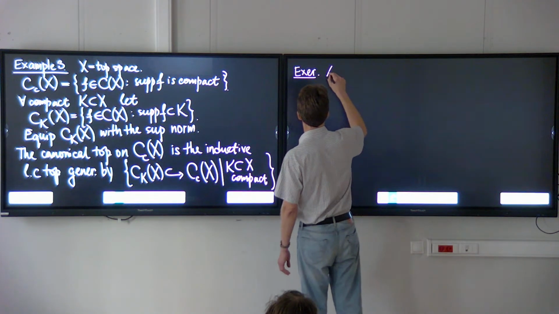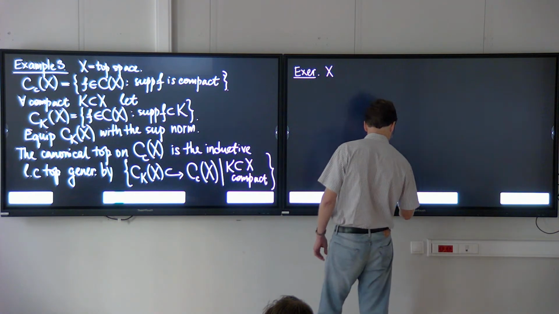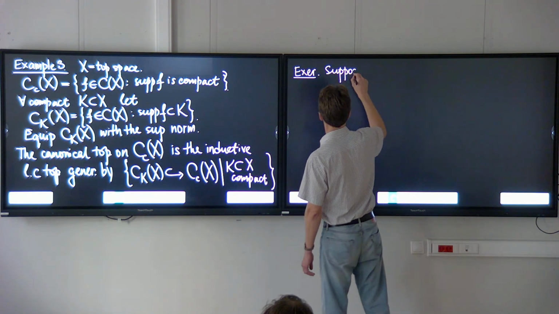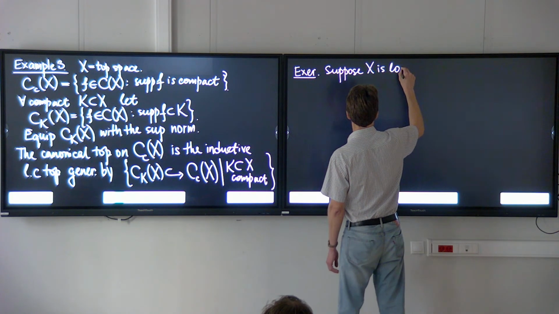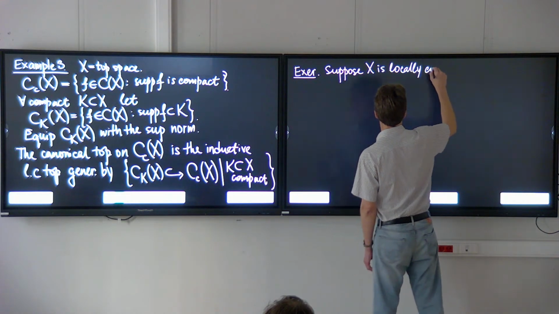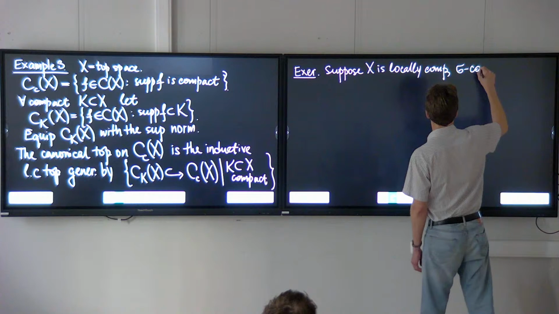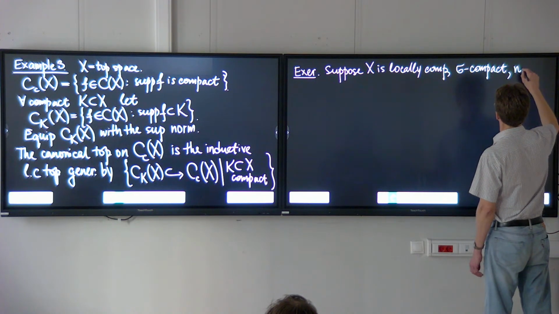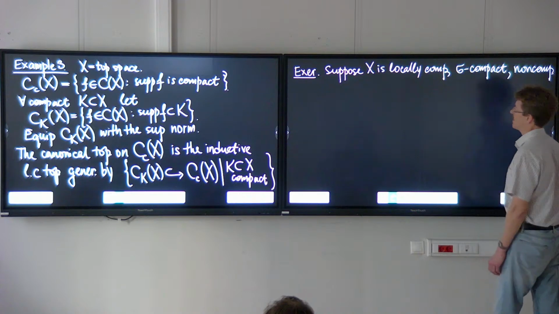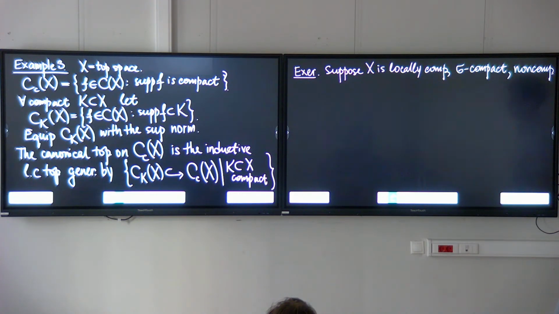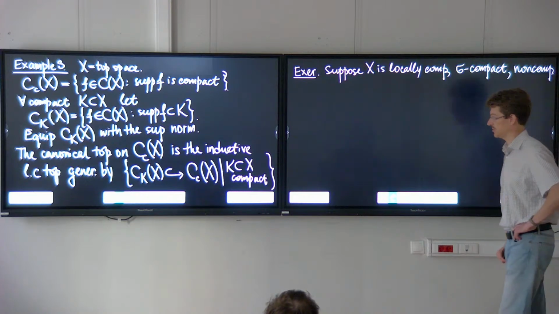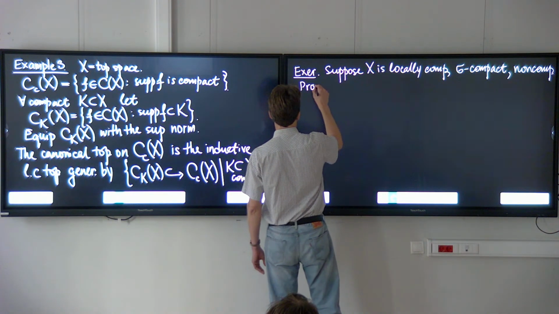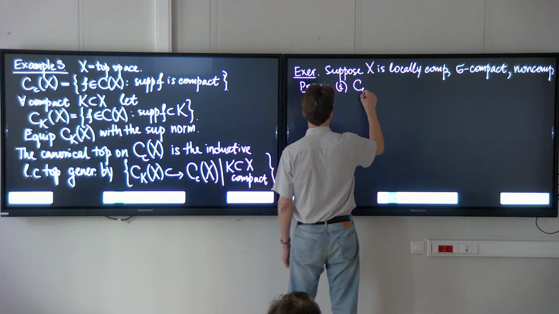Suppose that X is good enough. So suppose that X is locally compact, sigma compact, which means that it is a union of countably many compact sets, but non-compact. There are many such spaces. For example, the real line, or any open subset of R^n, or any topological manifold, and so on. Prove that C_c(X) is not metrizable.